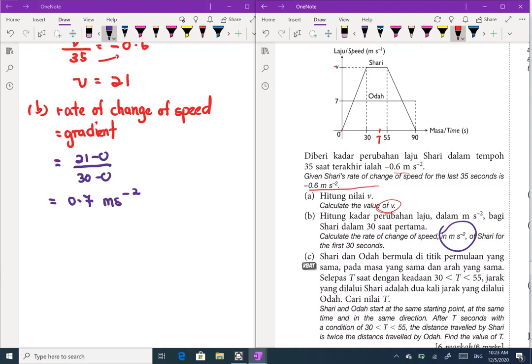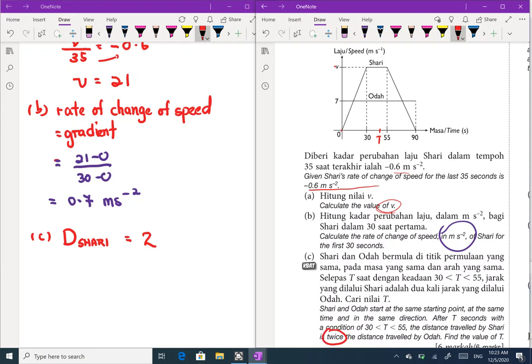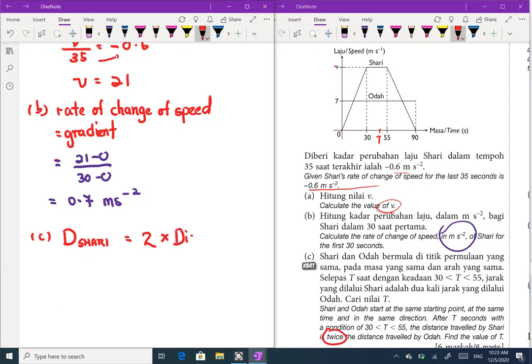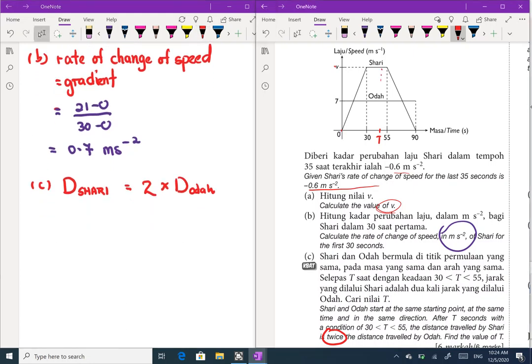The distance traveled by Shari is twice the distance traveled by Oda. Okay, how to find the distance? For example, let's say my T is over here.